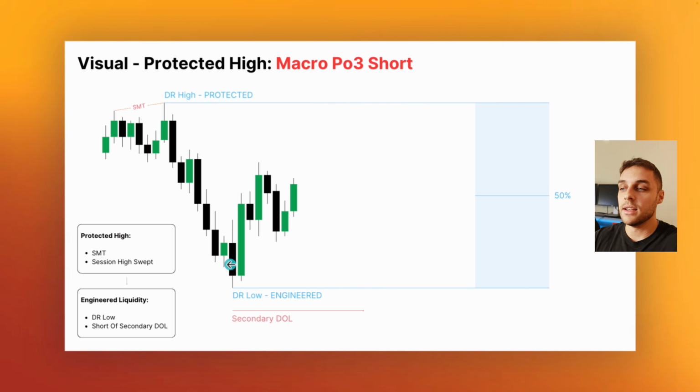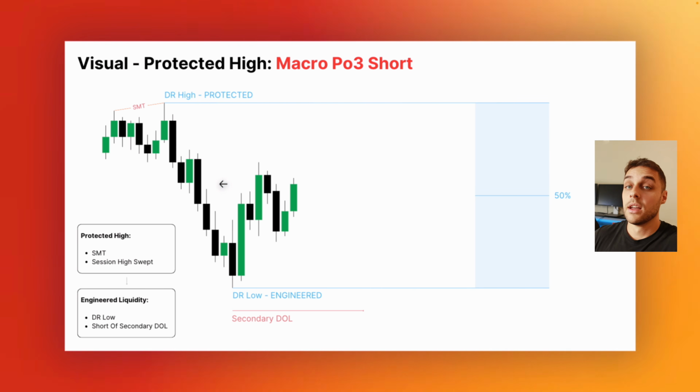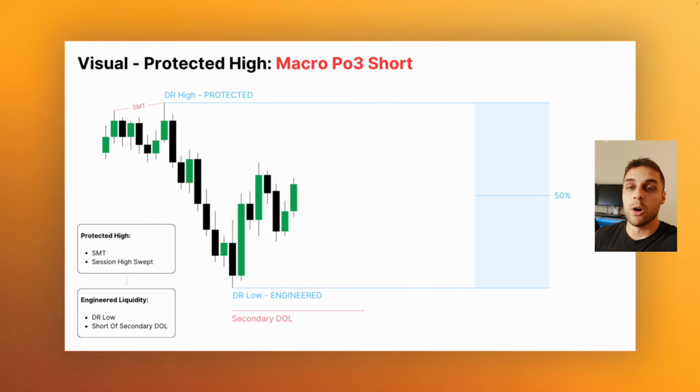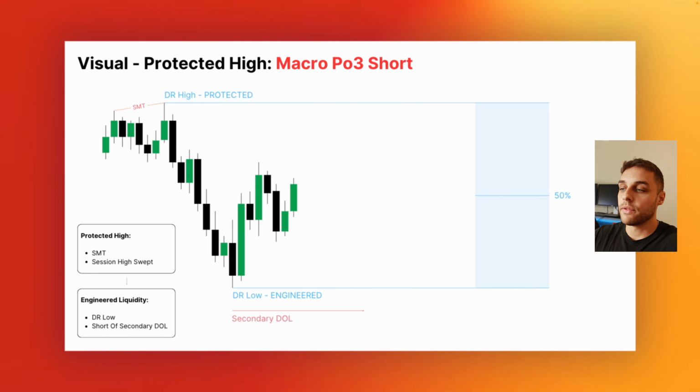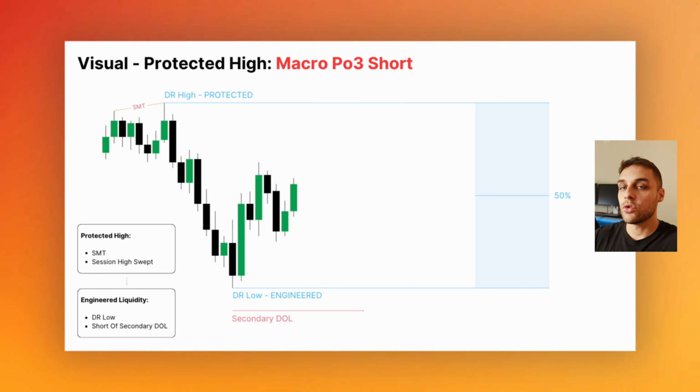And we want to see dealing range low fall short of a secondary draw on liquidity. This could be a session low. This could be a key opening price. Think midnight open, think new week opening gap, new day opening gap. We want to look for 2 or more draws on liquidity at the dealing range low.